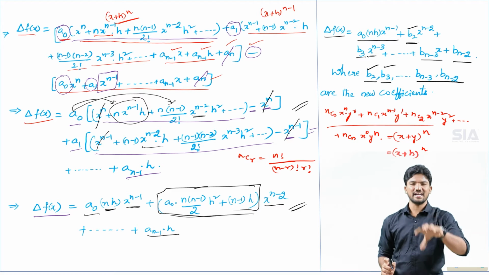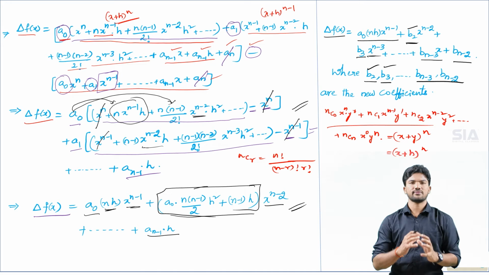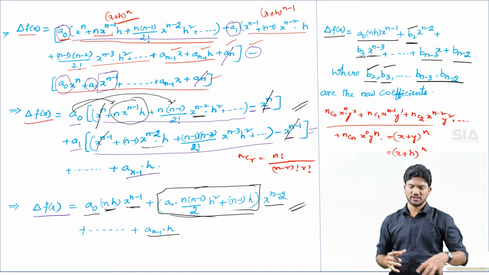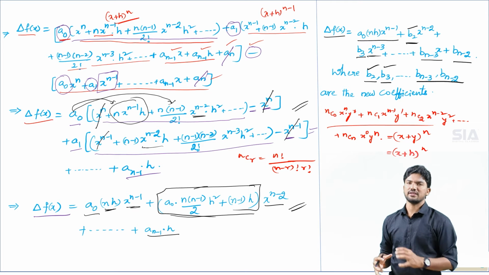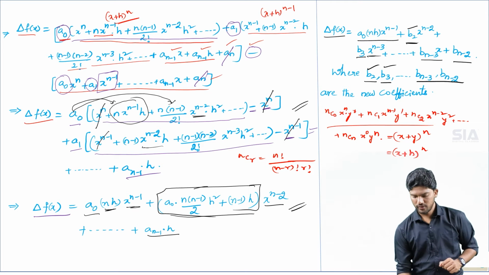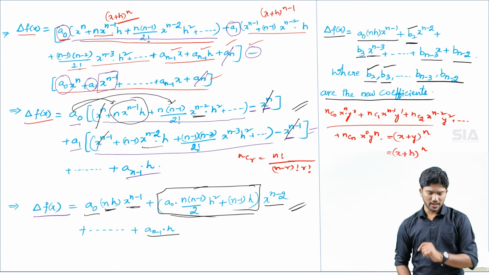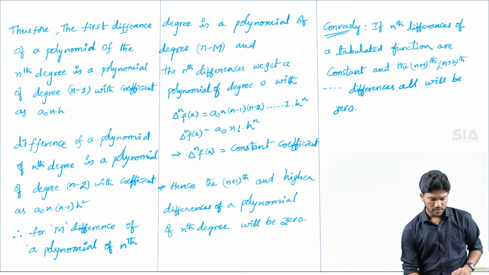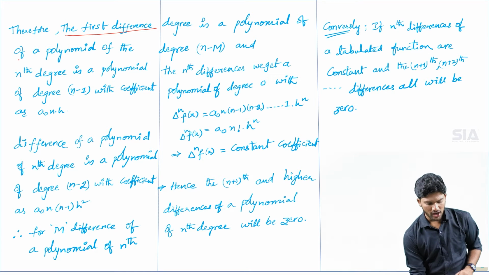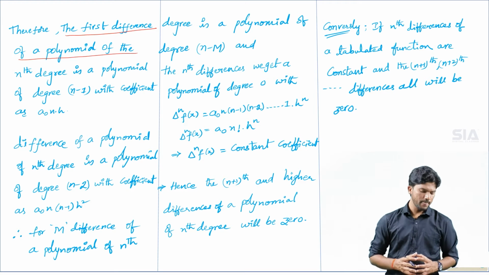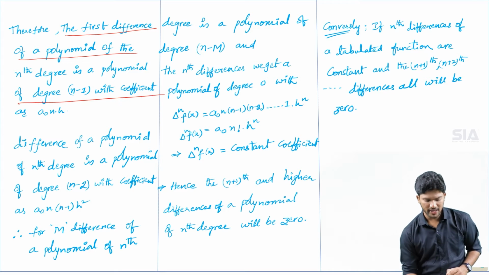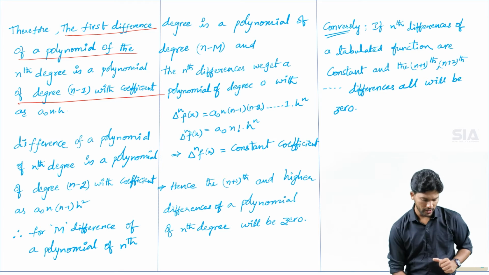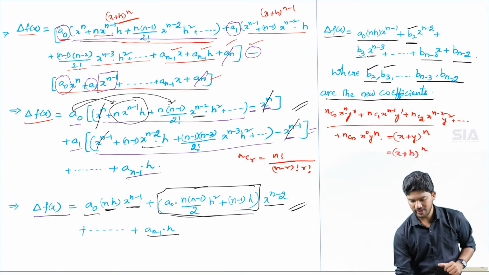So this is a general expansion, that's why you get this much complexity. While solving problems, you will get a clear explanation of what the b₂ and b₃ values are. So these are the new coefficients in the new expression. Here you can observe that the first difference of a polynomial of the nth degree is a polynomial of degree n−1 with leading coefficient a₀·n·h. You can see this clearly in the previous slide.